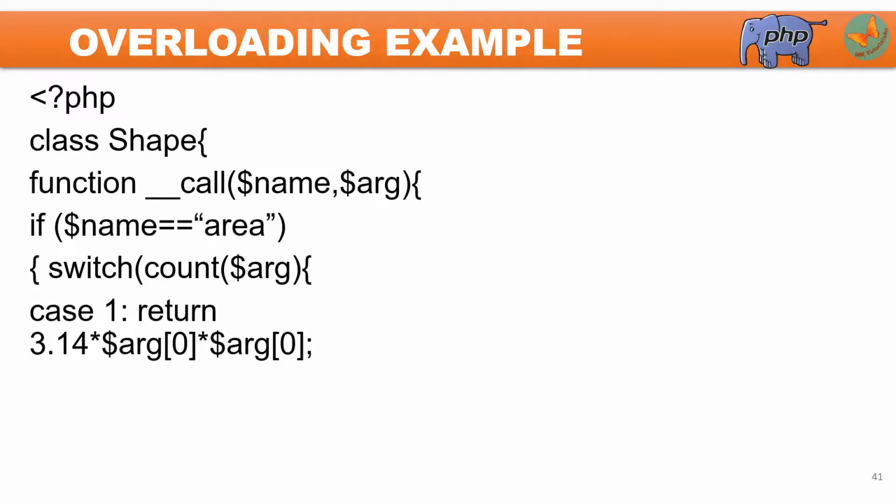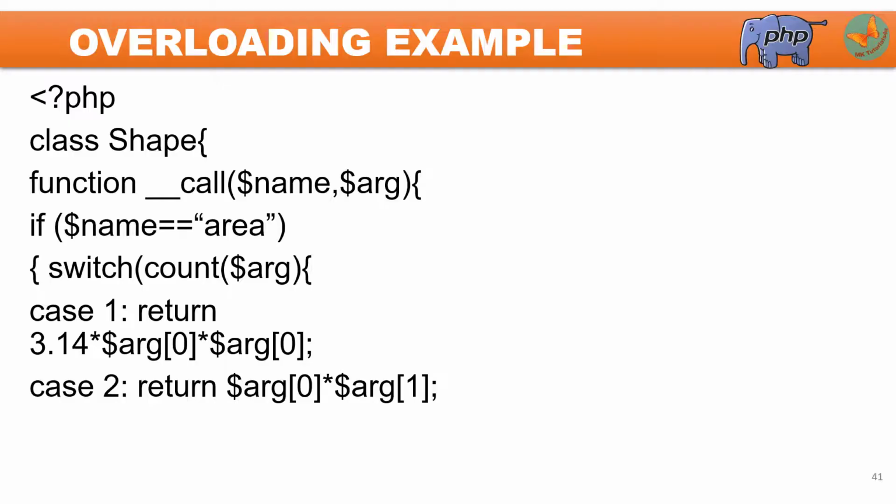If the case is 1, then obviously I'm interested in finding the area of a circle, hence it will return pi r square. Here it is written as 3.14 multiplied by arg[0], and the area of the circle will be returned. If the number of arguments counted is 2, it means that I'm interested in finding the area of the rectangle. So I'll return arg[0] multiplied by arg[1], meaning length and breadth are multiplied and the area will be returned. This is how the Shape class is implemented.